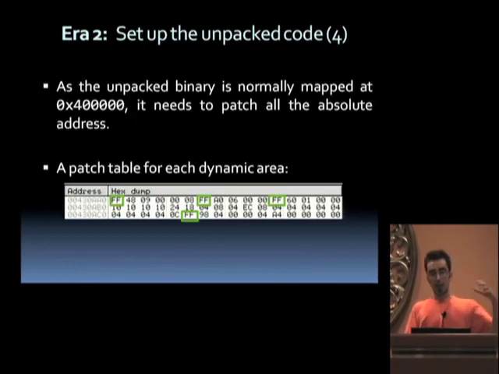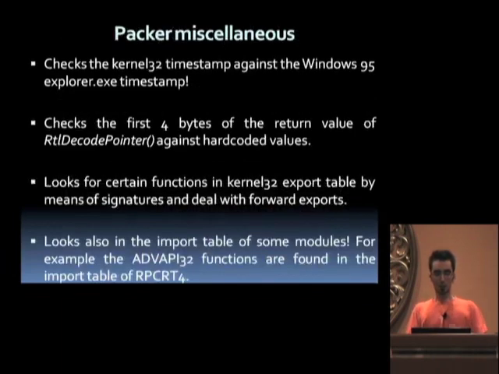So basically, as the unpacked Switzer binary is normally mapped at the normal standard address, they need to patch all the absolute addresses. So there are big patch tables inside Switzer packers to modify the absolute addresses because they are now in dynamic memory. I have some funny things to mention about the packer.